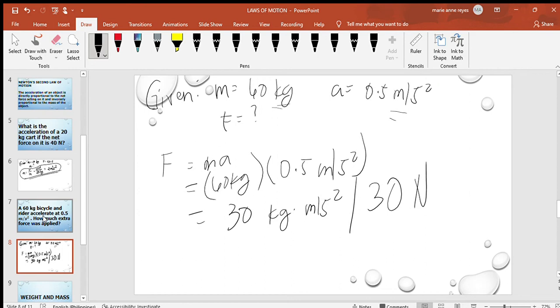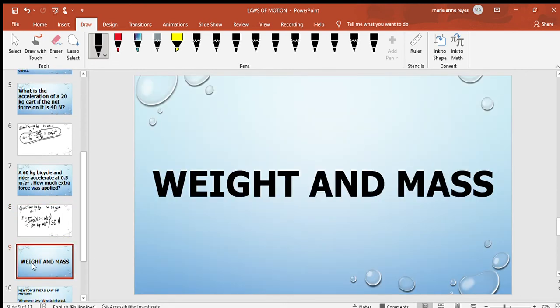Now, we proceed to weight and mass. Okay, so what is the meaning of weight? Is it the same concept as mass? Weight is a familiar concept to most people, and in everyday language, the word is often used as having the same meaning as mass.